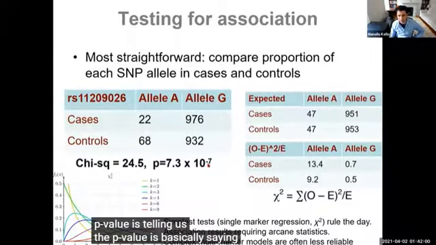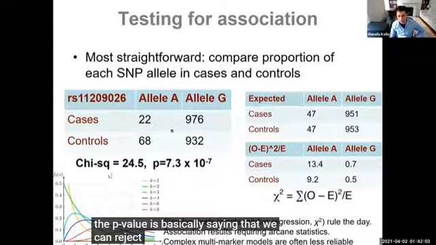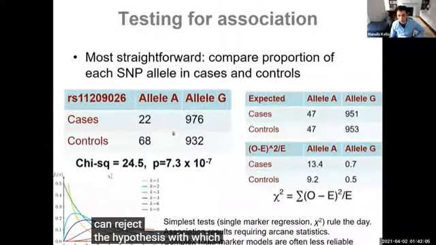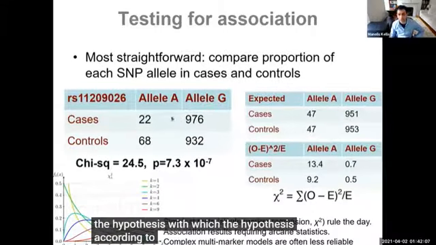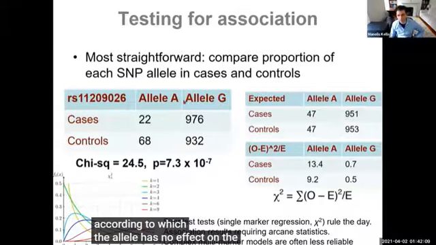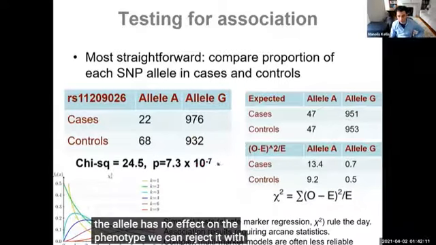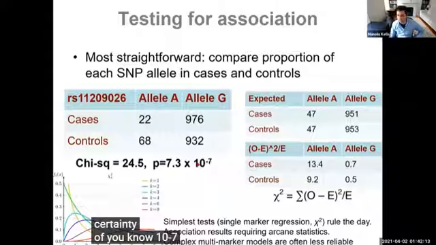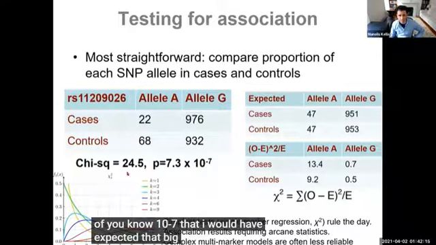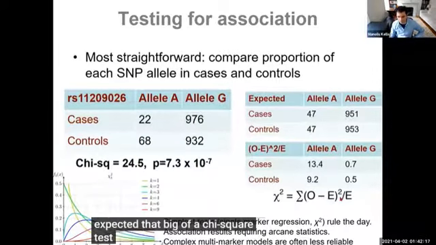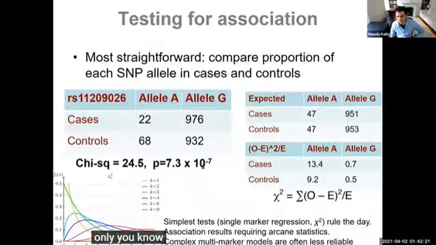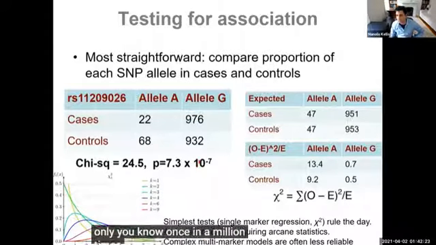The p-value is basically saying that we can reject the hypothesis according to which the allele has no effect on the phenotype. We can reject it with certainty of 10 to the minus 7, that I would have expected that big of a chi-square test value only once in a million times. Okay.